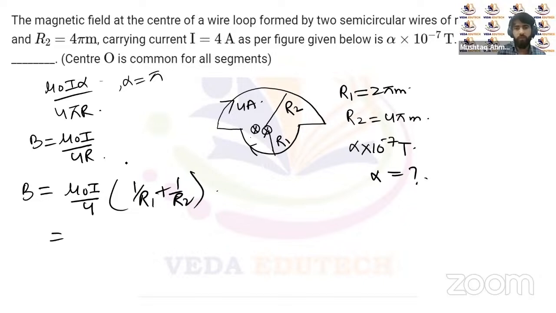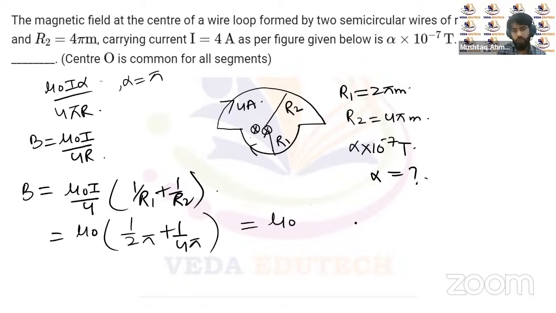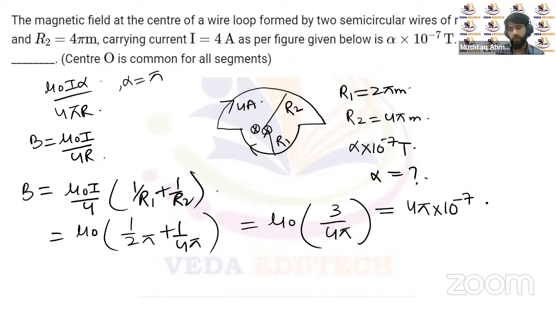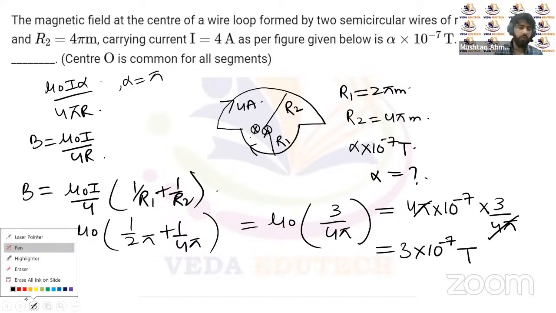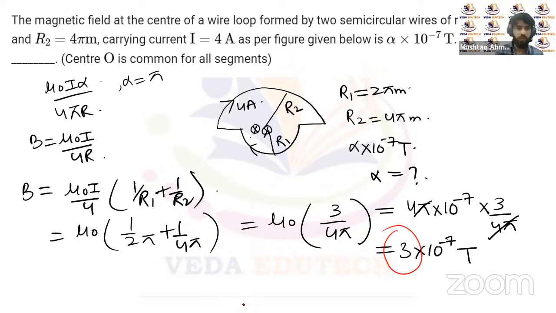The value of I is given as 4 ampere, so 4 and 4 will cancel. We'll be left with mu naught times 1 upon R1, that is 1 upon 2 pi plus 1 upon 4 pi, or we can write it as mu naught times 3 upon 4 pi. The value of mu naught is 4 pi into 10 to the power minus 7, into 3 upon 4 pi. So 4 pi and 4 pi will get cancelled. So 3 into 10 to the power minus 7 Tesla will be the net magnetic field, and the value of alpha from this equation is 3. So 3 will be the value of alpha for this question.